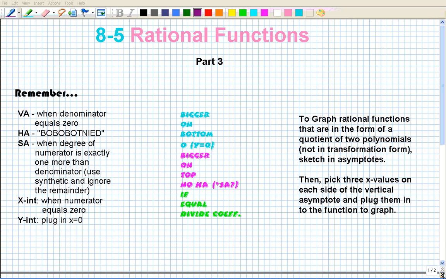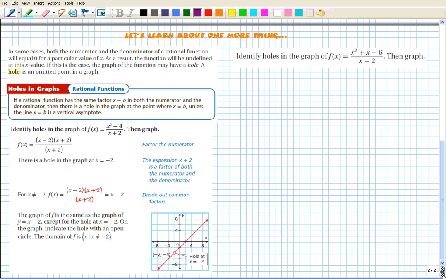So let's talk about one last thing whenever it comes to rational functions, and that is holes in a graph. I had briefly alluded to it before, but it's whenever you have factored everything completely and something cancels. So let's see. In some cases, both the numerator and the denominator of a rational function will equal 0 for a particular value of x. As a result, the graph will be undefined at this x value, because remember, anything that is 0 in the denominator will make it undefined. But if this is the case, the graph of the function may have a hole, and a hole is an omitted point in the graph, which we would note with an open circle.